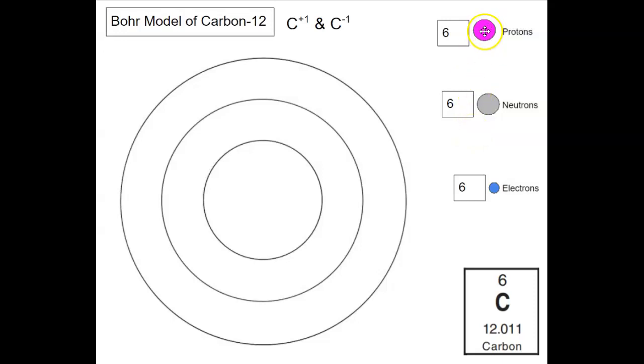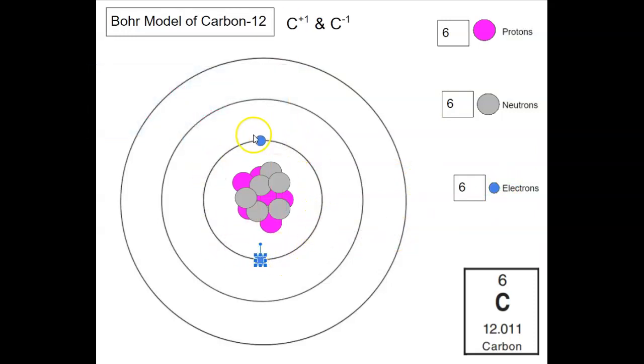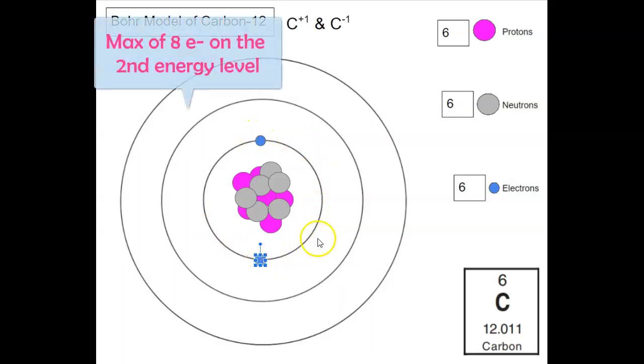So now I'm going to drag 6 protons and 6 neutrons to the center of my nucleus. 6 protons, and then finally we need our 6 electrons. However, you have to put them in a very specific order and a very specific amount. You can have a maximum of 2 electrons on the first energy level. That's this first ring closest to the nucleus. And so we have 1, 2 electrons there.